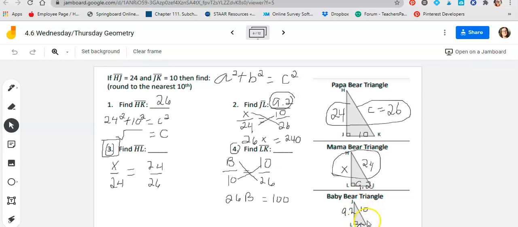So on number 4, to find LK, I called it B. You can't see it, but I called LK a B. So then, again, you don't want to use the 9.2. So you could say B is to 10. So start here and go here. And then come up to this one and say as 10 is to 26. So B is to 10 as 10 is to 26. So that's how we set it up. Cross multiply, you get 26B equals 100, and then divide 100 by 26 to get that answer.